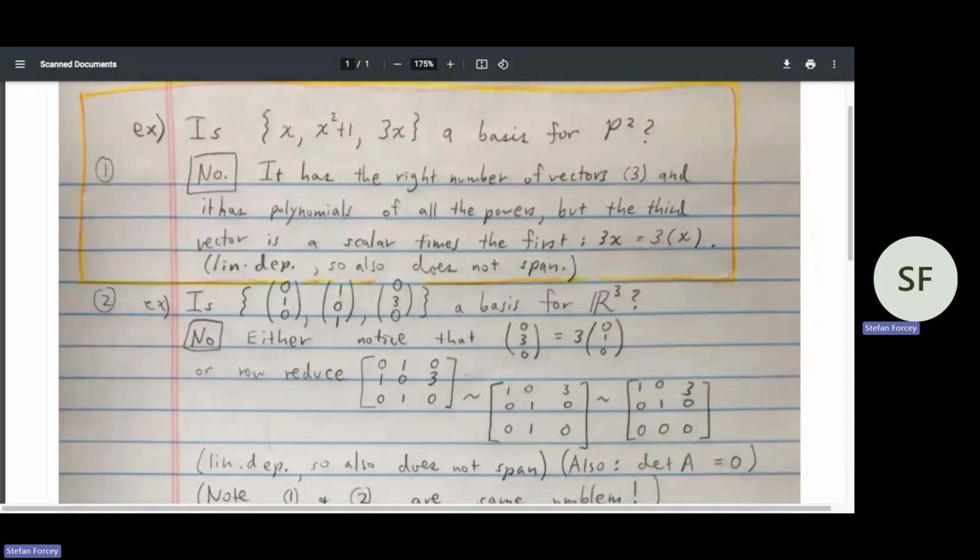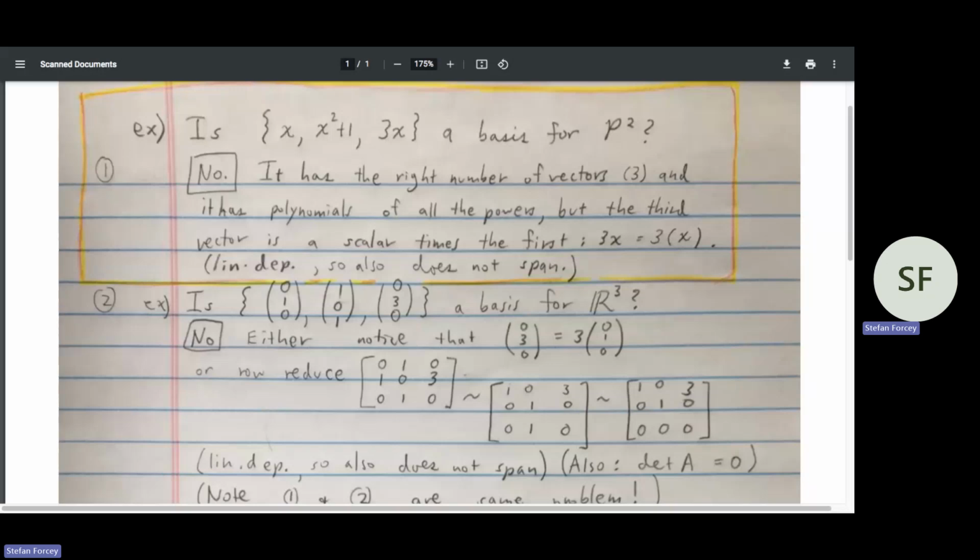Here's an example where we ask the question, is this set of polynomials a basis for P2? And the set is x squared plus 1, x, and 3x. You can see the answer is no. But let's talk about it for a minute. P2 are the polynomials that are degree less than or equal to 2.